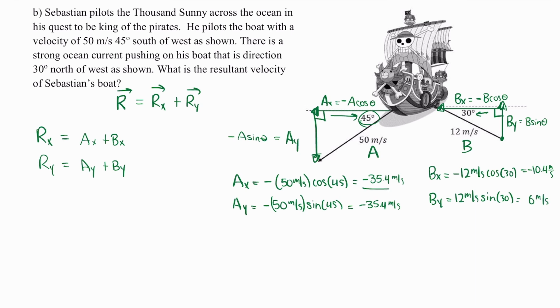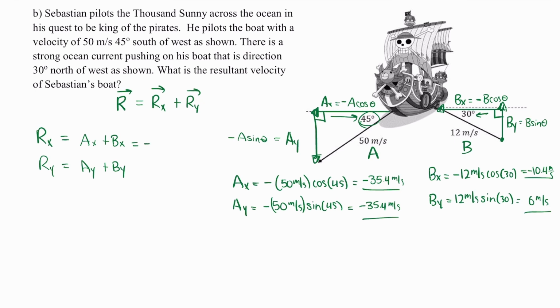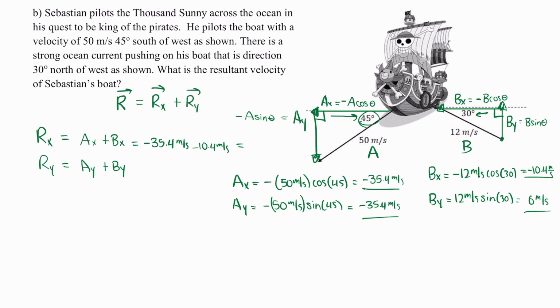I'm going to use all four of these values in order to build my Rx and my Ry. So Rx is going to be negative 35.4 meters per second minus 10.4 meters per second. I'm going to shift this one up a little bit. Altogether, my Rx is going to be negative 45.4 meters per second.